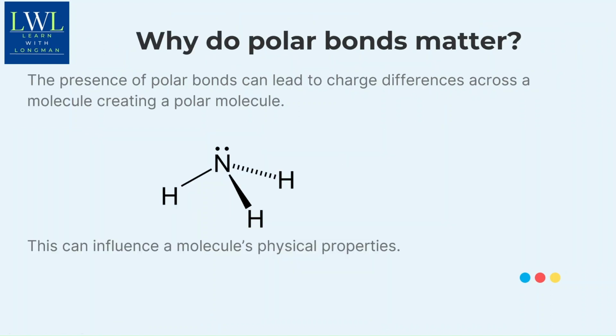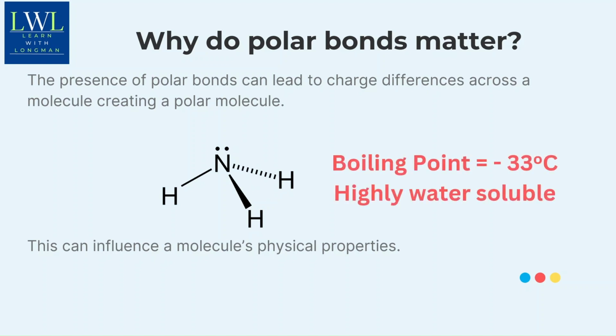So, why do polar bonds matter? The presence of polar bonds can lead to charge differences across a molecule, creating a polar molecule. An example of this is ammonia, NH3. The presence of polar bonds affects a molecule's properties, such as the solubility in water or boiling points. In the case of ammonia, it has a boiling point of -33 degrees Celsius and is highly water soluble, and this is because it is a strongly polar molecule.